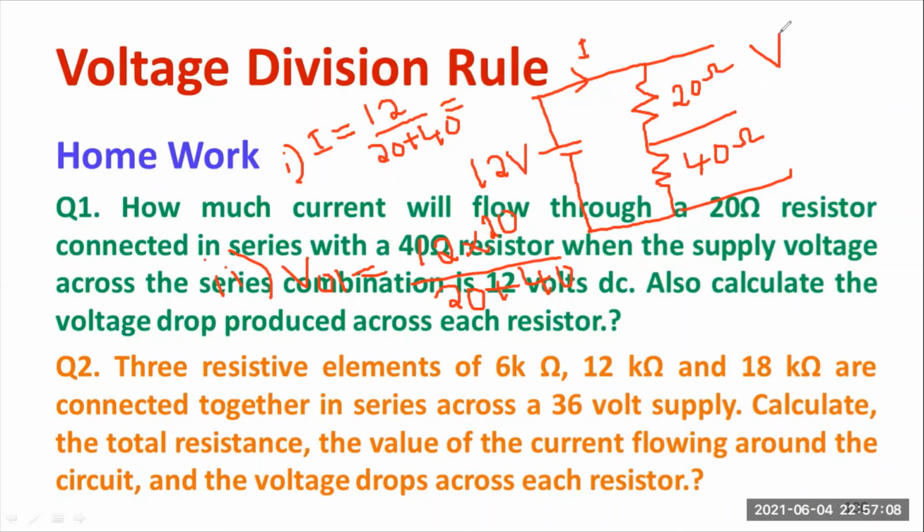Now I am going to write another voltage, V02. V02 means the voltage here. V02 is equal to, what is the total voltage? Total voltage is 12. The resistance corresponding to these two points is 40, divided by the total resistance, which is nothing but 20 plus 40. So 480 divided by 60. You can get the answer.